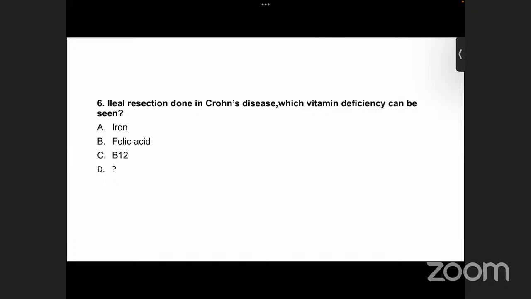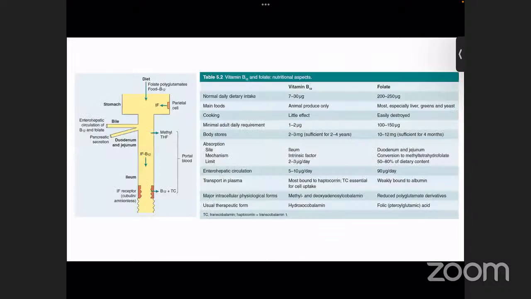So ileal resection done in Crohn's. Here they want to test whether you know the mechanism of absorption, how these vitamins and ions are absorbed. If you have the basics, you get this answer. So here the problem is in the ileum. This is also the exact picture I have mentioned, and we discussed it in the QRP sessions about B12. In the diet, the folic acid polyglutamate and food B12 combine with the intrinsic factor produced by the parietal cell, and they move down.